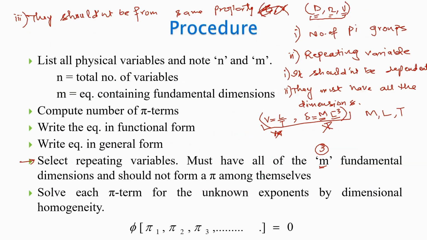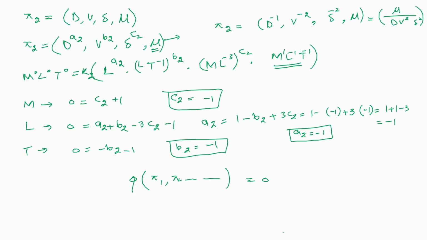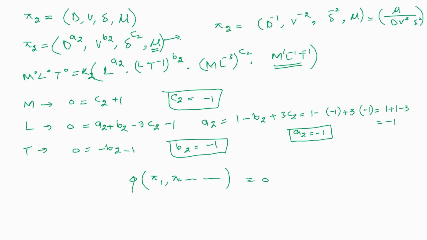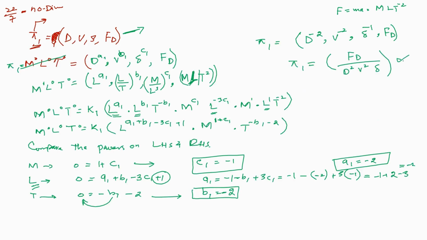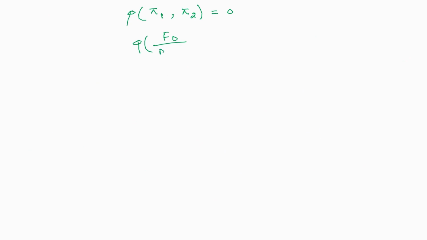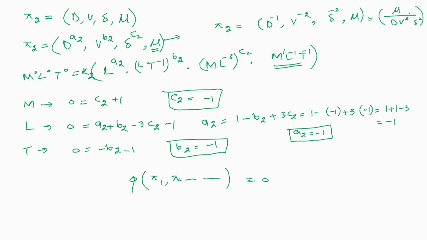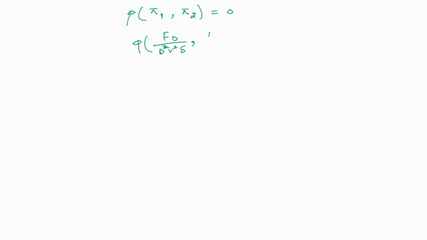See here, at the bottom of the page. At last we will form an equation in this form, that a phi function will operate on different pi groups and will give an answer of 0. This will be the final relation. So phi will be operating on two pi groups in this case and will return an answer of 0. So phi will operate on Fd divided by d square v square rho. And what is the second pi group? This is mu over d v rho. This will be mu over d v rho is equal to 0.